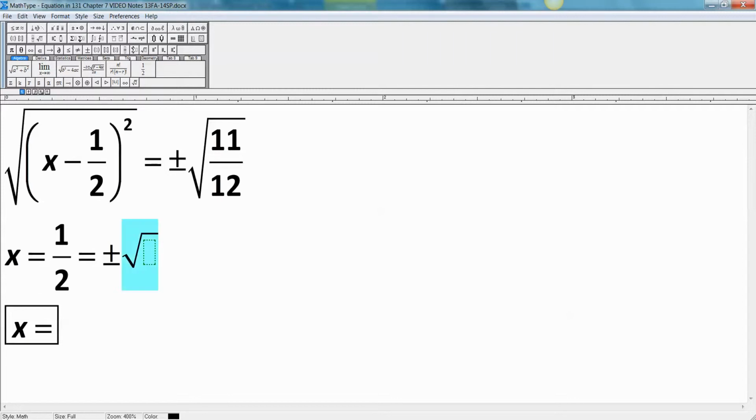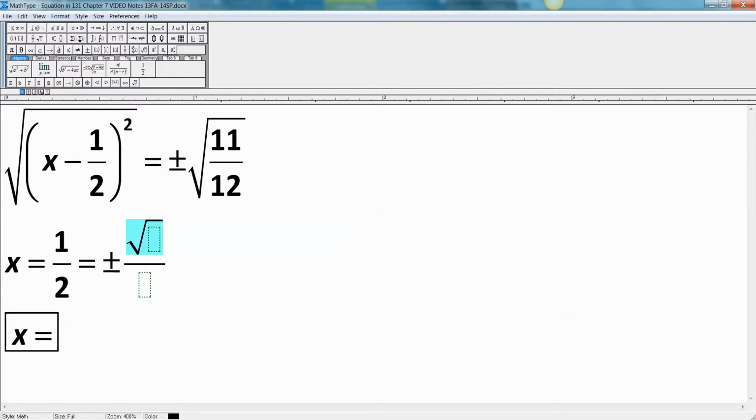Now over here, let's break that up. That's going to be the square root of 11 over the square root of 12. Uh-oh. Well, you are not allowed to leave a square root in a denominator like that. There's a few different ways we could simplify this, but let's be smart about this. What we want is to make it so that it's a perfect square.